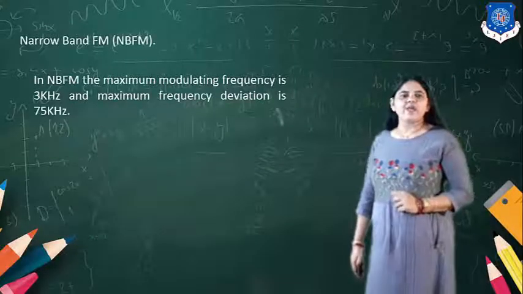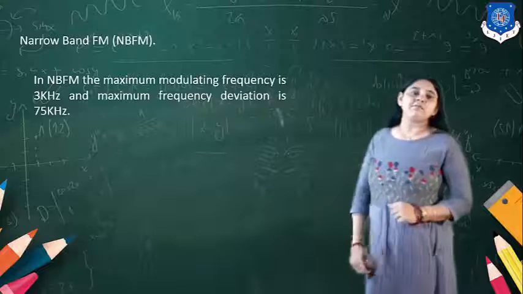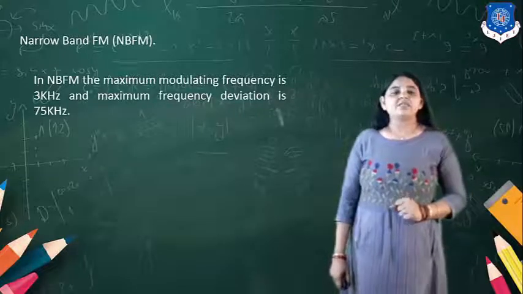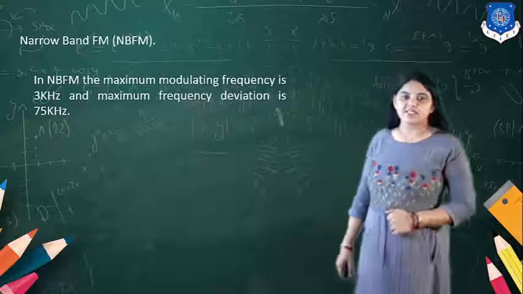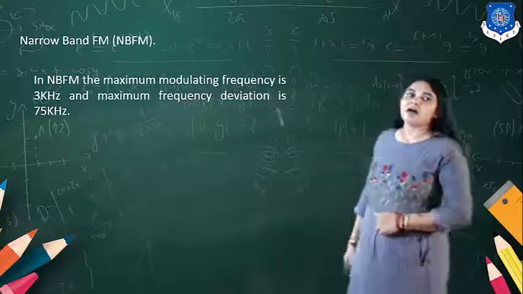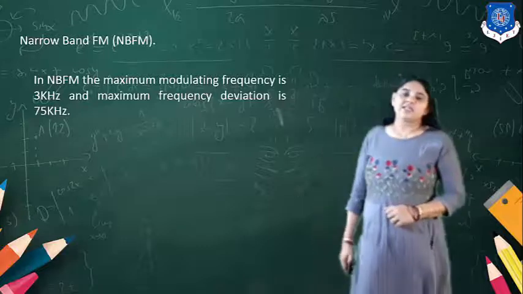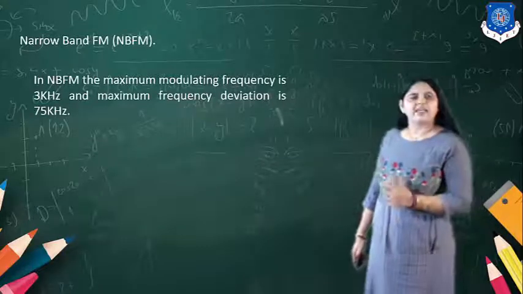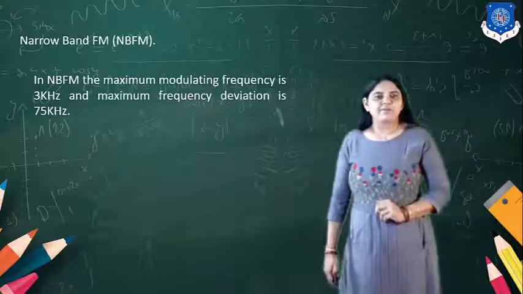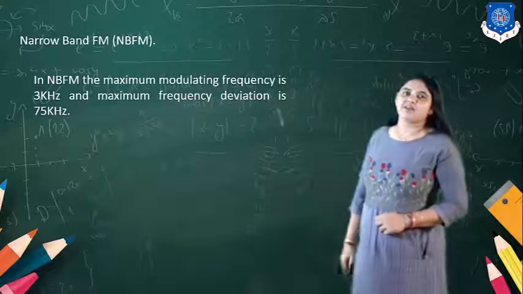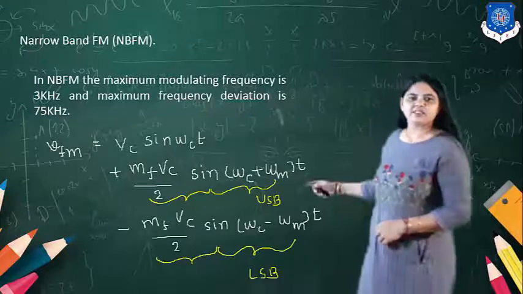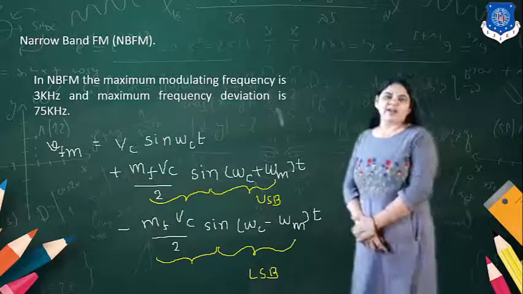In the narrowband FM, the maximum modulating frequency is 3 kHz and the maximum frequency deviation is 75 kHz. So the modulating frequency is again small in case of the narrowband FM, and the maximum frequency deviation is 75 kHz.